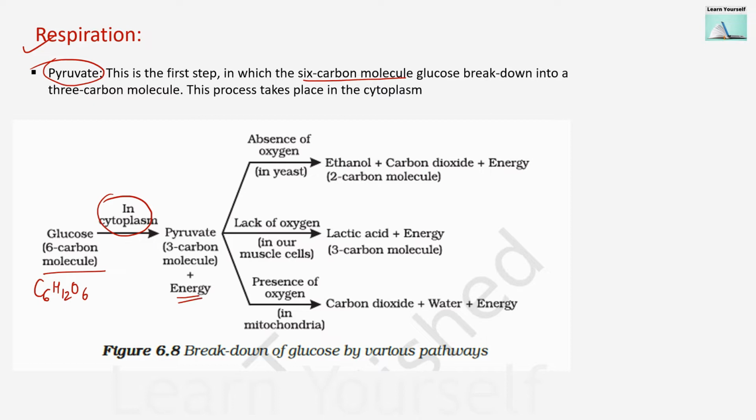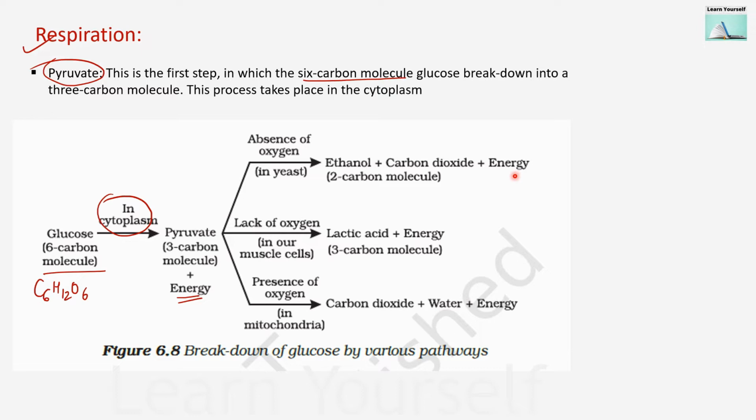Now going forward, there will be 3 different processes. First, in the absence of oxygen, this happens in yeast: it converts this 3 carbon molecule into ethanol, which is a 2 carbon molecule, carbon dioxide and energy. Absence of oxygen means this is anaerobic respiration, which happens in yeast.